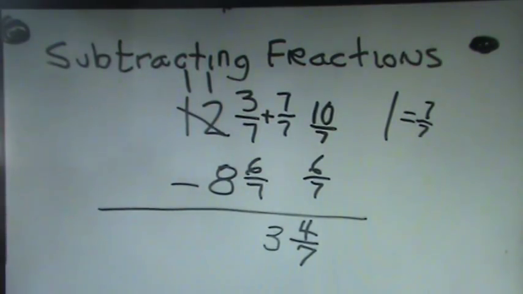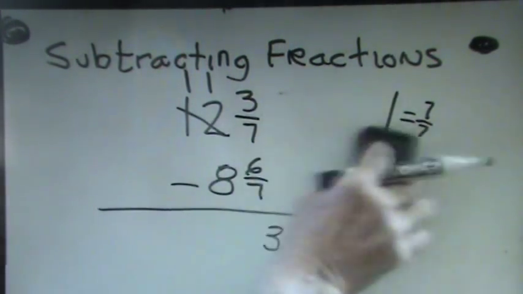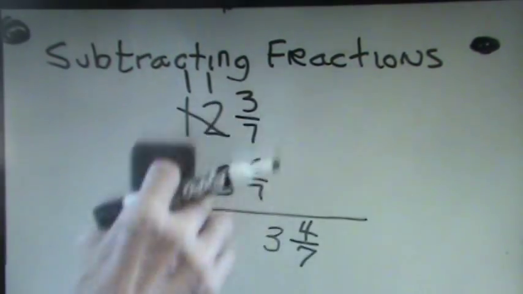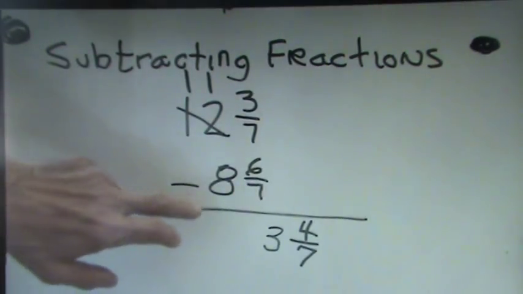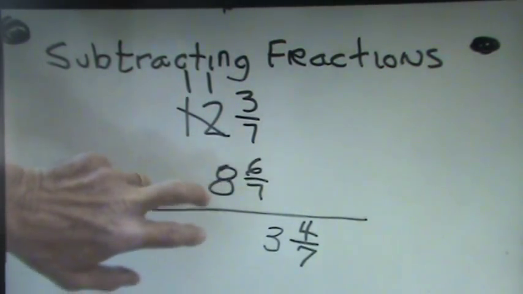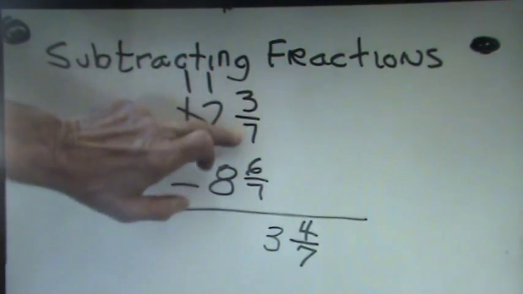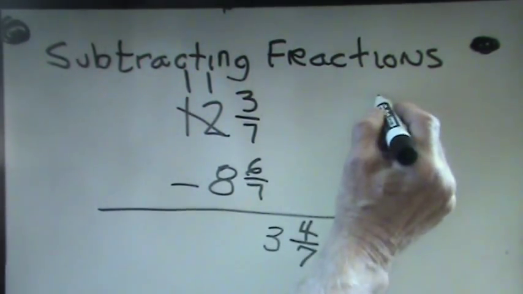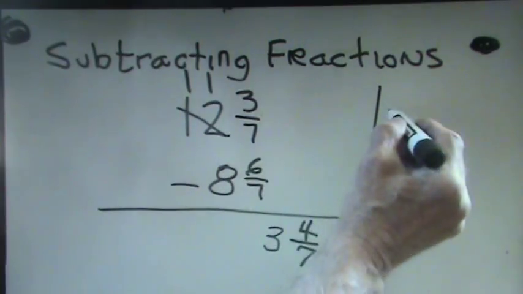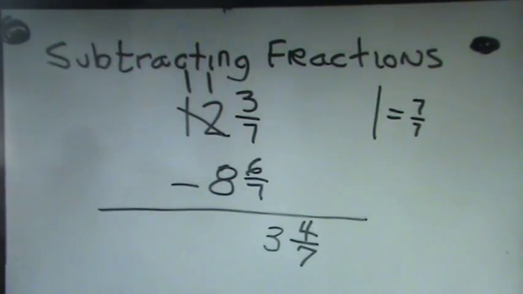Okay, so let me do a quick review here. The initial problem was I had 12 and 3/7 minus 8 and 6/7. I could not take 6/7 from 3/7 because 3/7 is smaller. So I borrowed. I changed the 12 to an 11. I borrowed the number 1 and I changed it into 7/7, which is the same as the number 1.